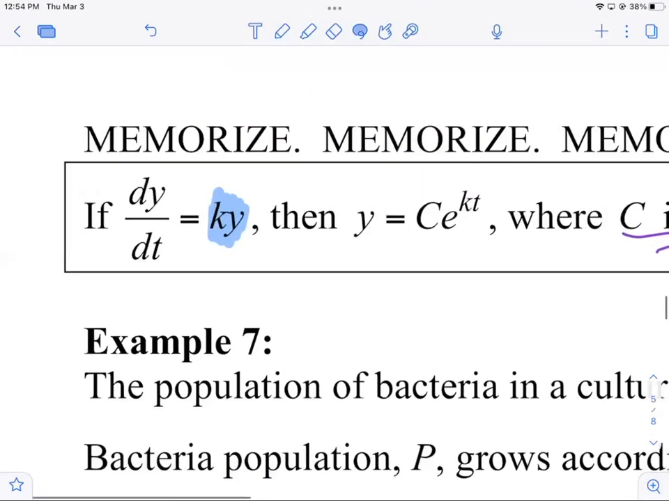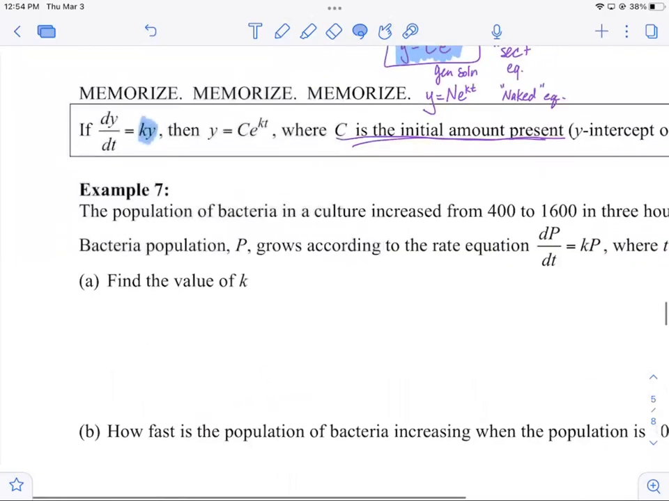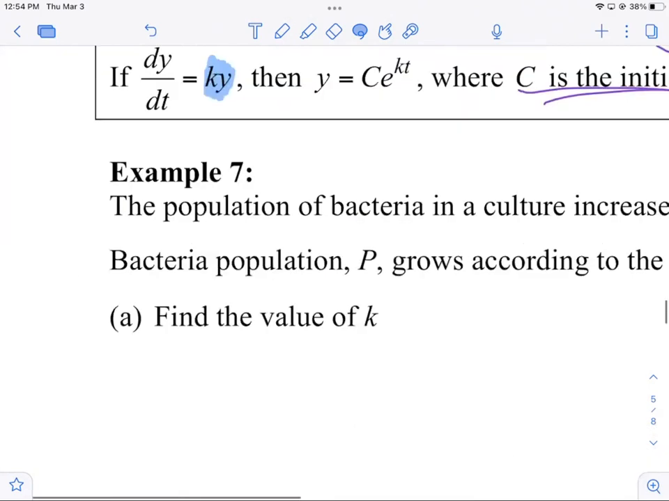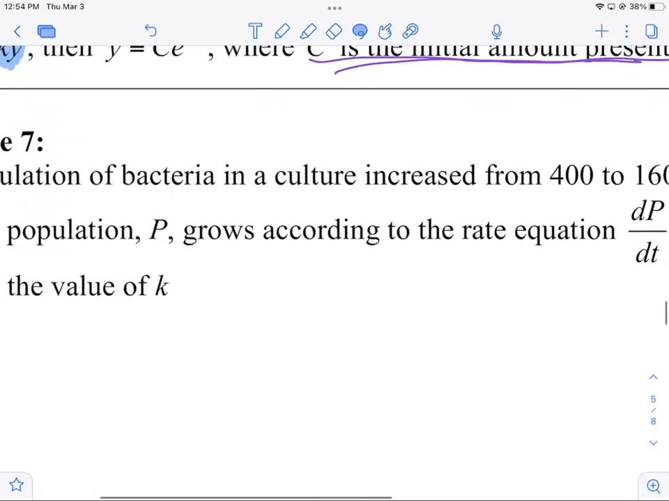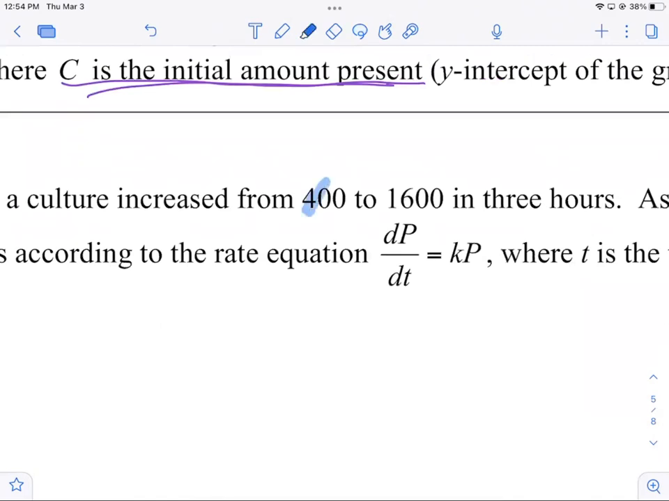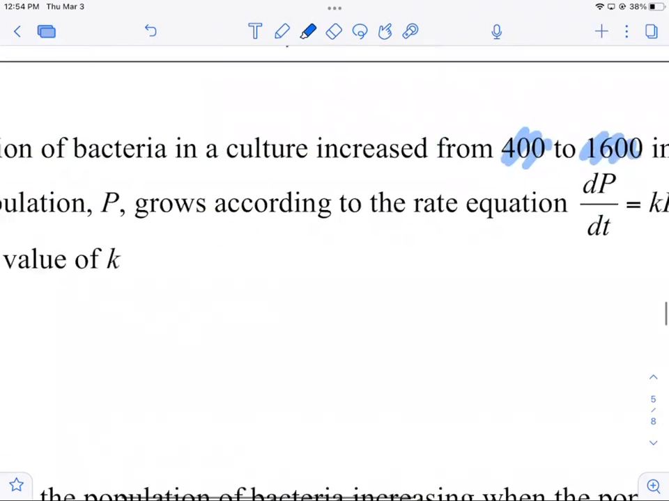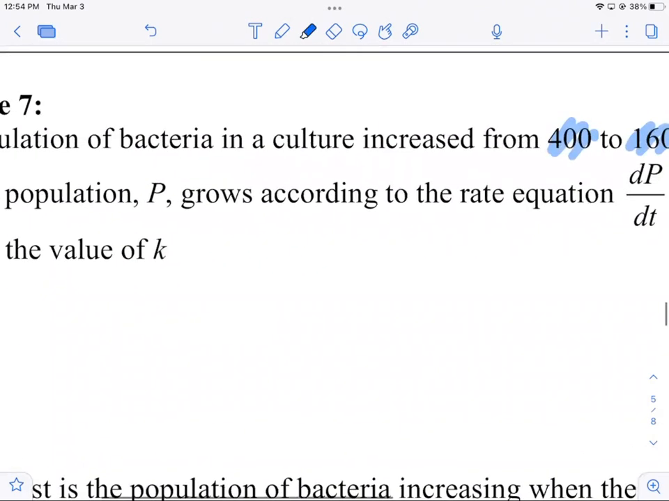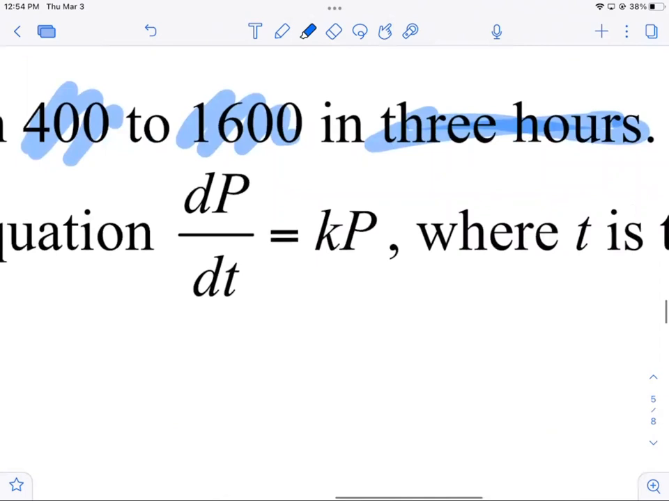But there you go. If dy dt equals k times y, then y equals sect. You can go right to the general solution. All right, let's look at some equations that might apply. These show up nicely in free response questions. Suppose a population of bacteria in a particular culture went from 400 to 1600 in only 3 hours. Wow. Assuming that the bacteria population P grows according to this rate equation, dp dt equals k times P.